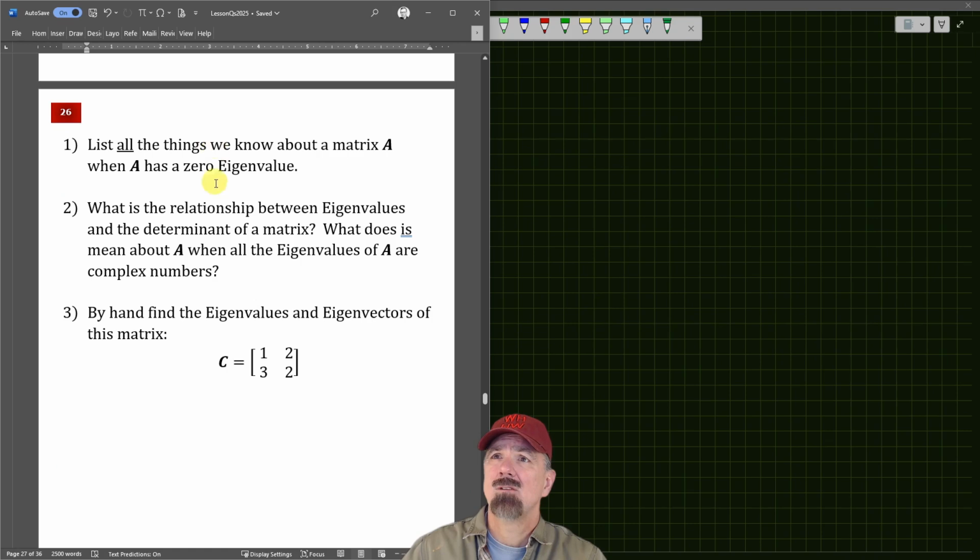For today's question, here's today's questions. List all the things we know about the matrix A when A has a zero eigenvalue. We talked about that. Talked about eigenvalues and determinants, talked about eigenvalues and complex numbers. And then this is a chance for you to practice by hand finding eigenvalues and eigenvectors.